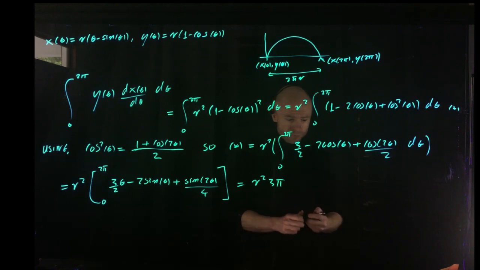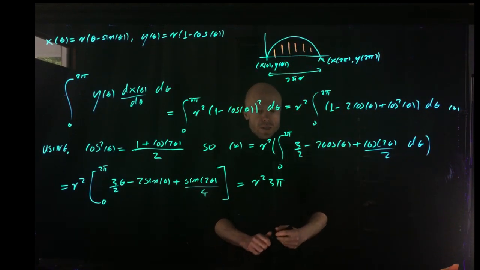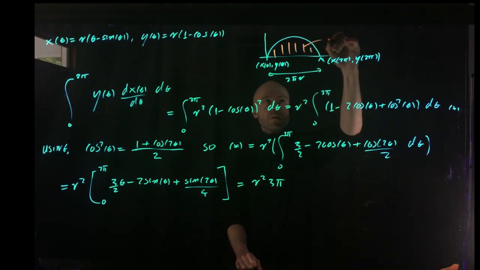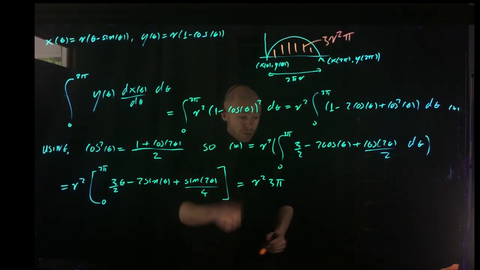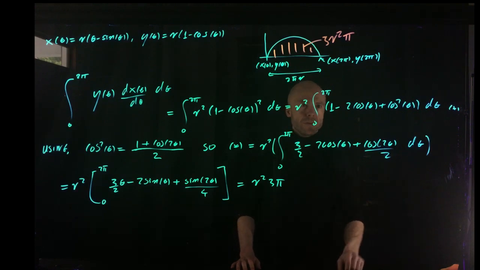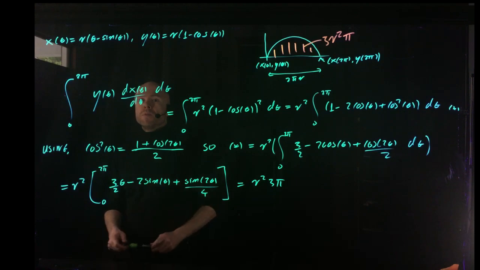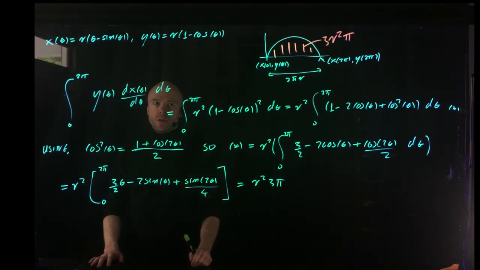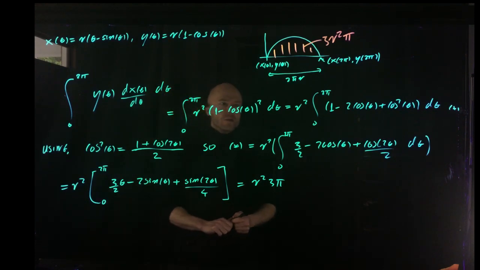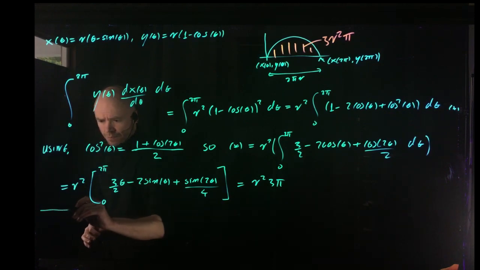So the area underneath this one loop is 3 r squared pi. Computationally, it is not difficult, right? This is not a difficult trig integral. But what is difficult is having the right formula. So your attention, your effort should be going into understanding why this is the correct expression. Okay, cool. All right, so that is one of the things we have to learn.